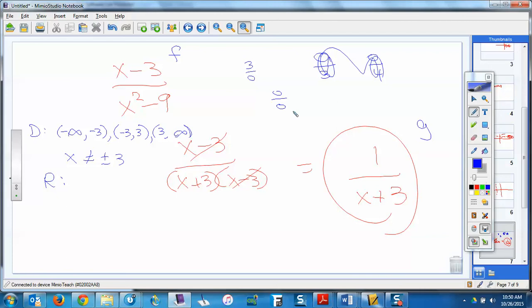So anyway, this can never be 0. So we can see in the graph that the range is everything but 0. So y cannot equal 0, or f of x, you might say, cannot equal 0. Okay, so it's everything but 0. Negative infinity to 0, 0 to infinity, whatever.